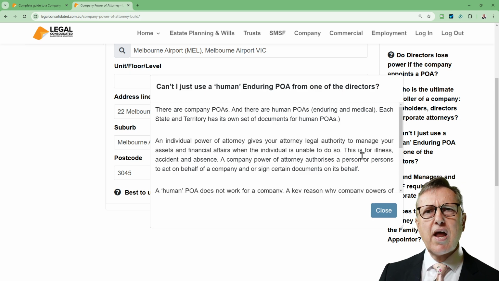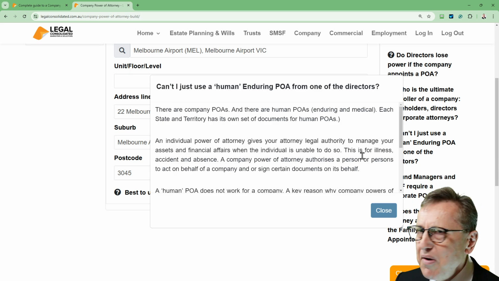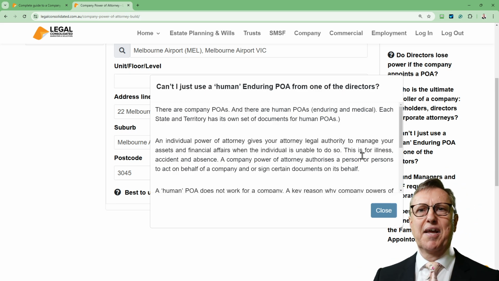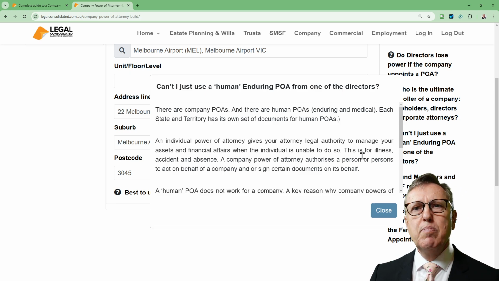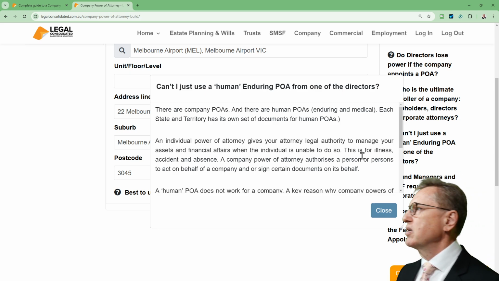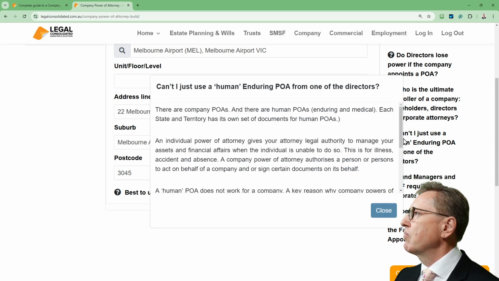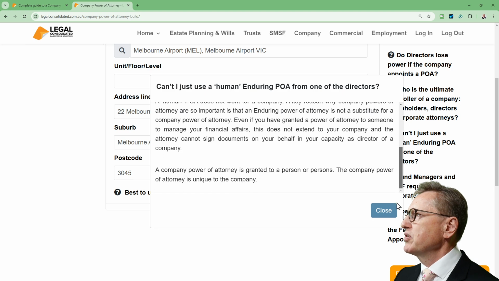But isn't that the very nature of a company power of attorney? No, a company is appointing the attorney under a company power of attorney. A human being appoints enduring powers of attorneys. There's a hint on that.